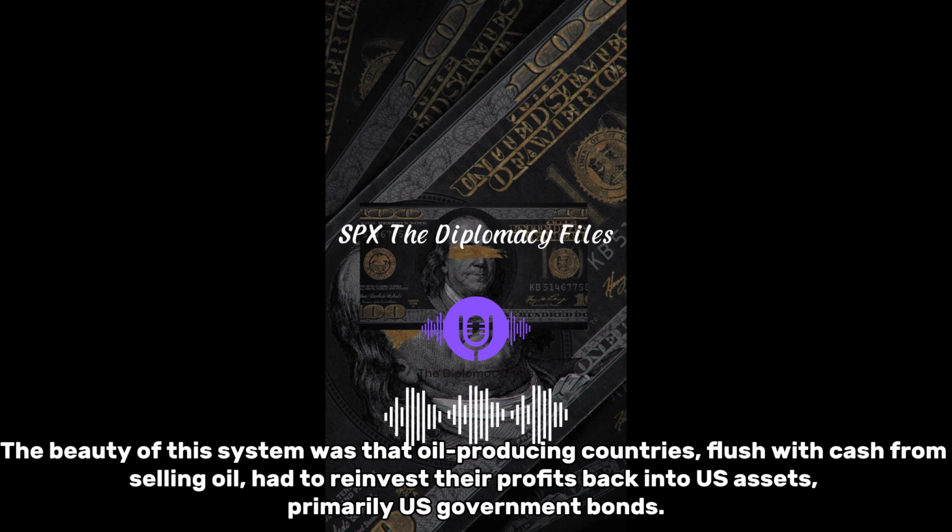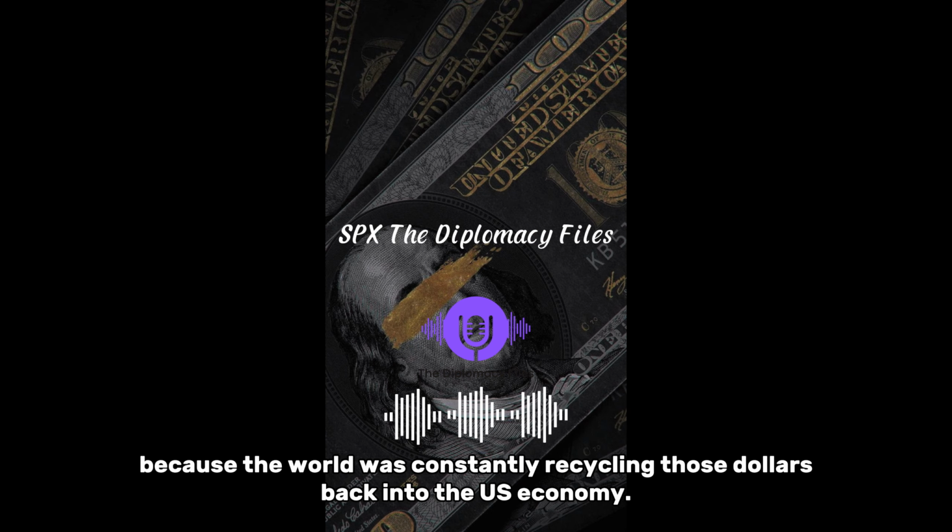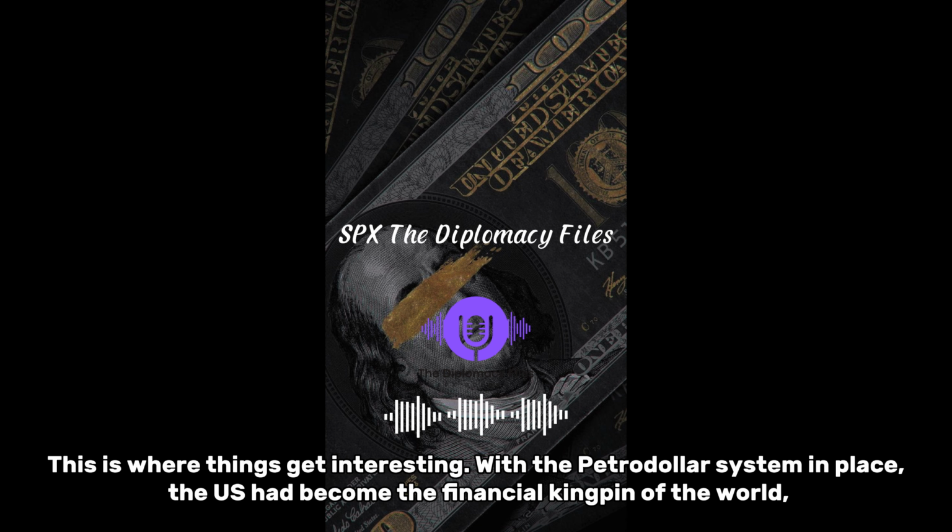The beauty of this system was that oil-producing countries, flush with cash from selling oil, had to reinvest their profits back into US assets, primarily US government bonds. This effectively created a system where the US could print money without worrying about running out of reserves or facing severe inflation, because the world was constantly recycling those dollars back into the US economy. This is where things get interesting.